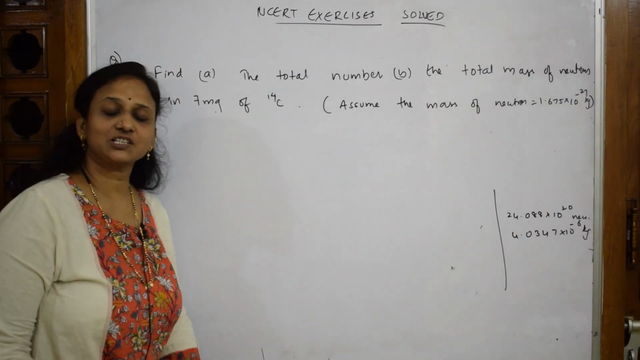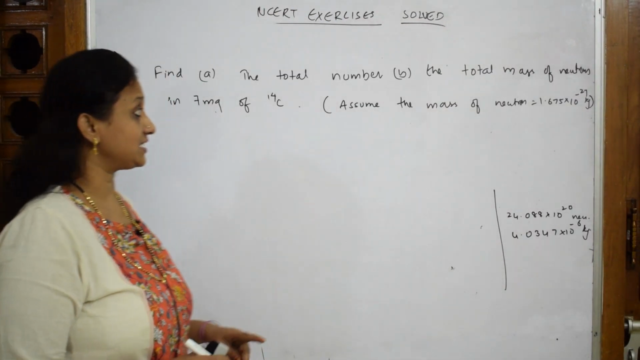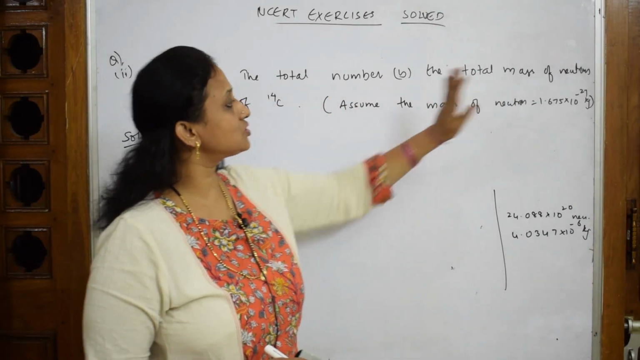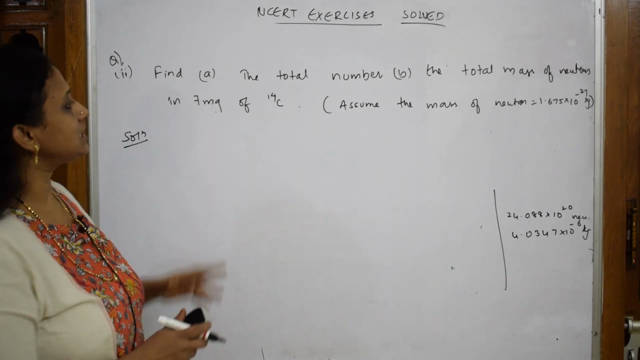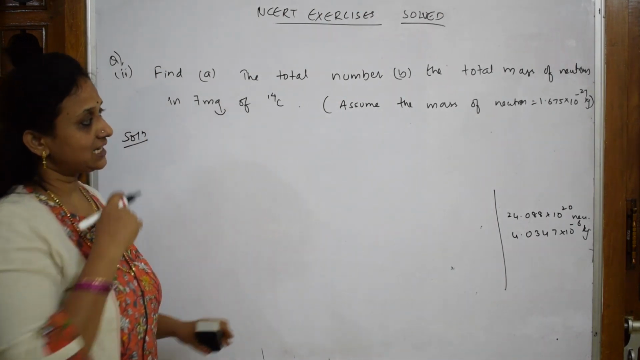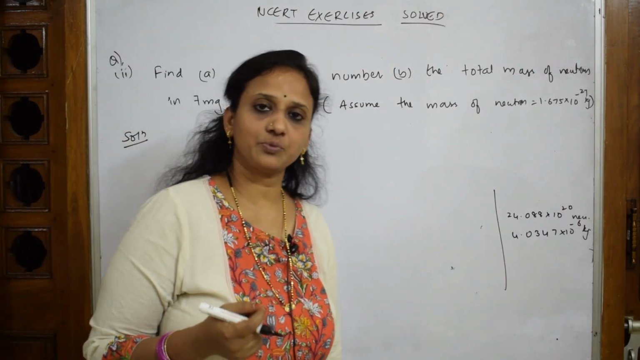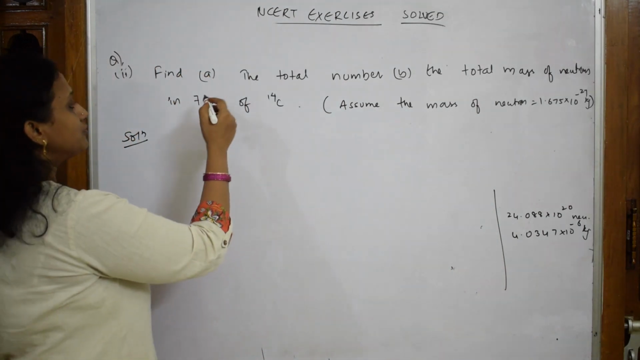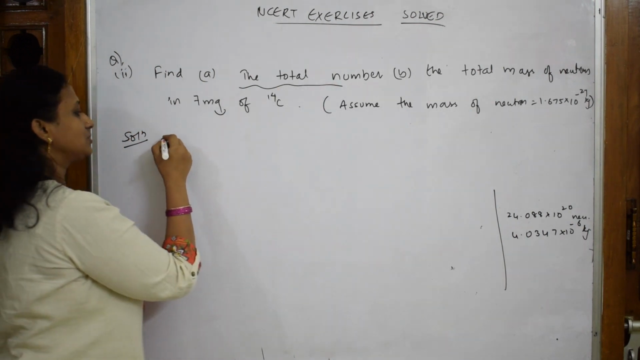Right, let's come back and solve one more NCERT numerical. Let's read this. What do they give us? Find the total number and total mass of neutrons present in 7 milligrams of carbon-14 and assume the mass of neutron as 1.675 into 10 to the minus 27 kg. Now, first of all, I need to find the total number. So let us solve the first part.